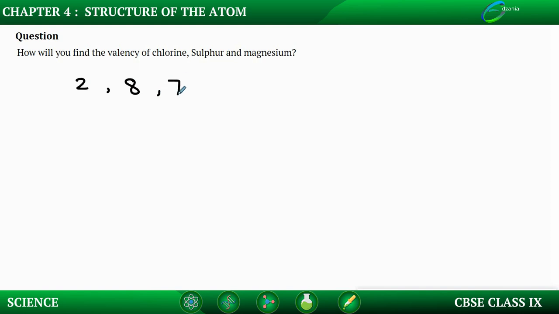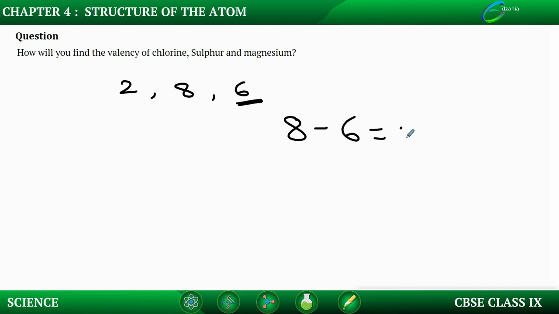Now we know that the last orbit needs to have 8 electrons in order for it to be stable. But this has just 7 electrons. So the valency of chlorine will be 8 minus 7, that equals 1. The electronic configuration of sulfur is 2, 8, 6. Now we know that the last orbit of an atom should have 8 electrons. But this has just 6 electrons. So 8 minus 6, that is equal to 2. So the valency of sulfur is 2.